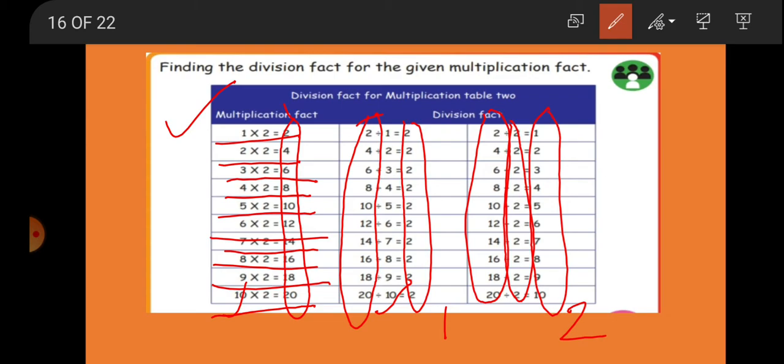So here, the answers fully come first. 2 divided by 1 is equal to 2. 4 divided by 2 is equal to 2. 6 divided by 3, same. These answers will be coming this side, and 1 2 3 will be coming this side, and fully 2 will be coming this side. Here answers will be there this side, 2 will be there this side, and 1 2 3 will be coming this side.